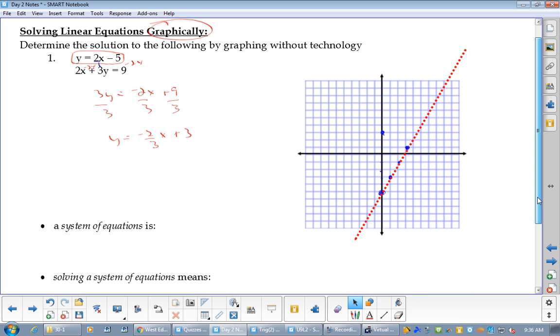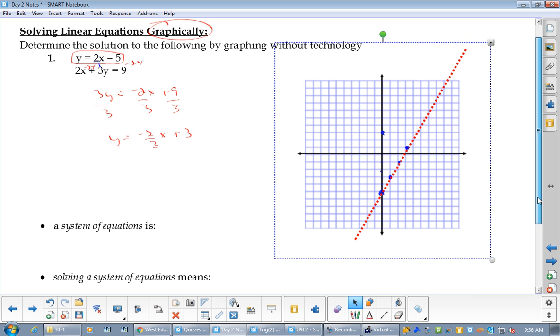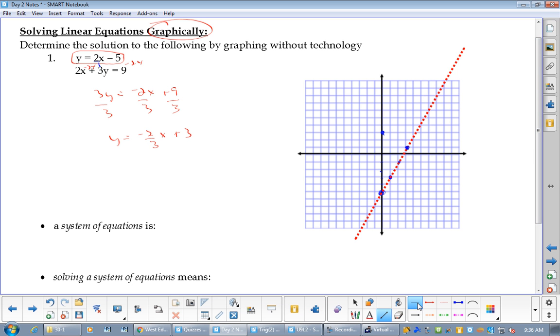Already kind of gives away that one worked out nice. So I'm going to draw that line. Again, I could do another down 2, right 3 if I wanted. Do this one in a different color.